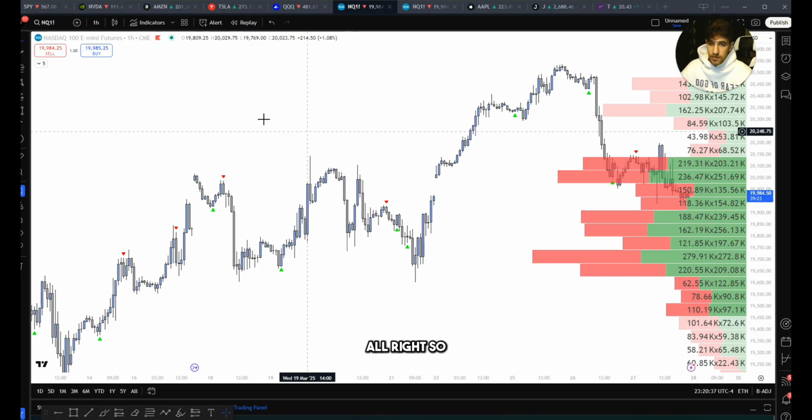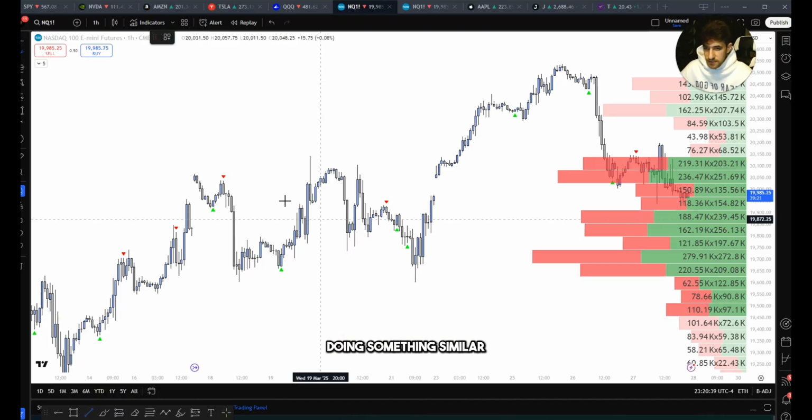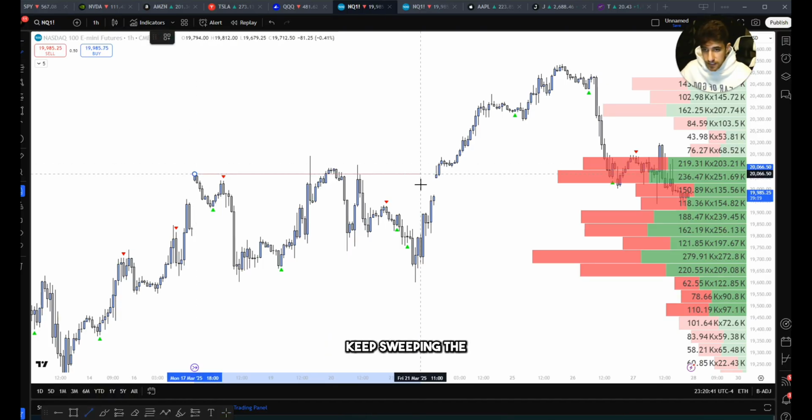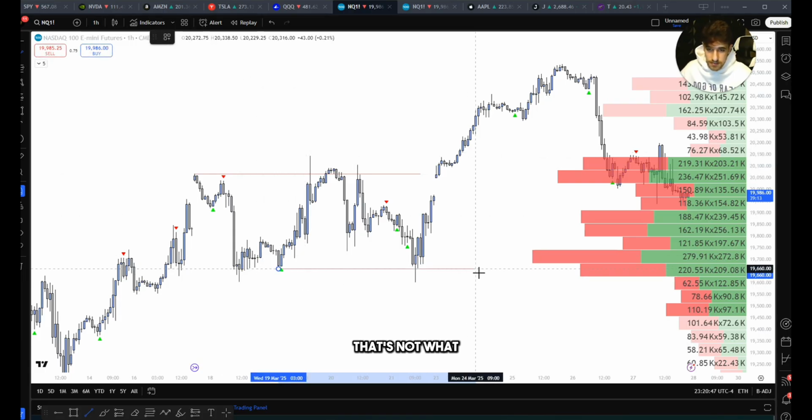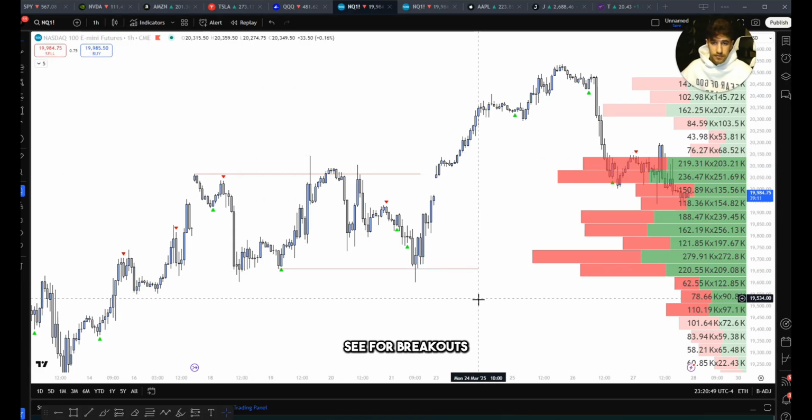So if I come into the market and I'm just seeing that we're doing something similar to this, where we just keep sweeping the highs, and then getting very, very strong rejections, and then also sweeping the lows, that's not what I want to see for breakouts, okay? Every single aspect of trading is going to have price action inside of it. It's so important that I can't even really break down how important it really is.